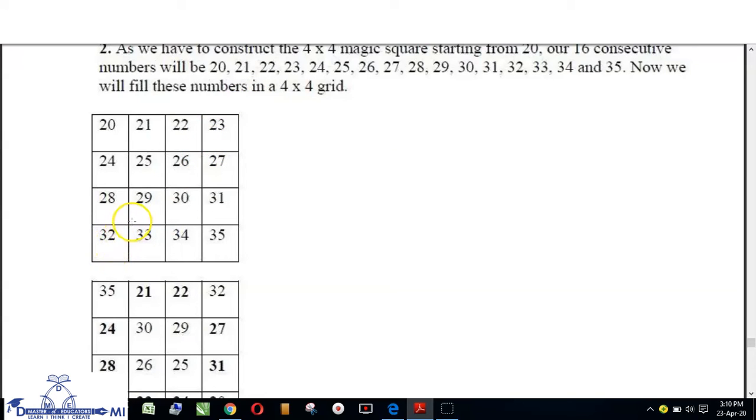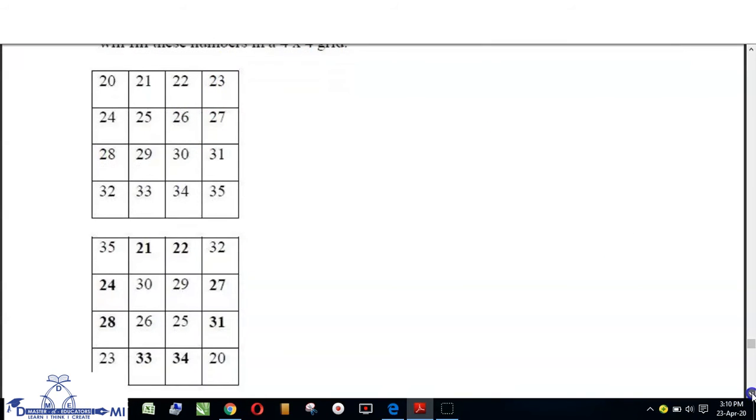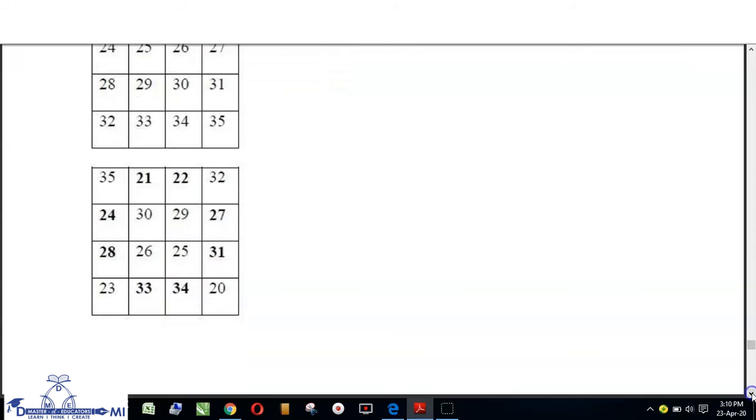We will keep 23 at the bottom left, then across it we will keep 26, then 29 and then 32. So we have actually transposed the diagonal elements, and we have kept the other numbers untouched. That is, 21, 22 in the first row is untouched, and 24, 28 in the first column is untouched.